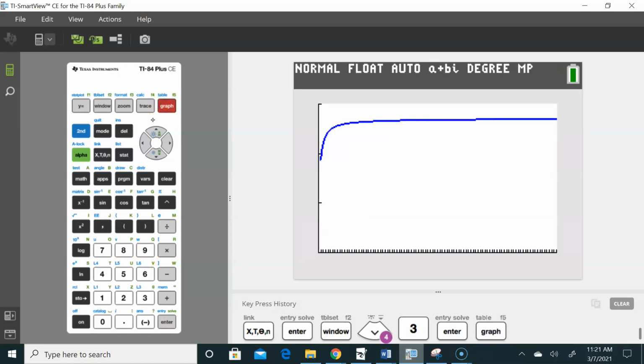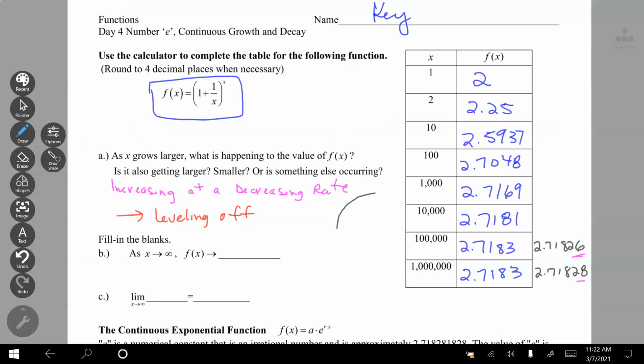And here's what the graph looks like. You could tell it does increase, but at some point it is leveling off to some number less than 3. Let's try to figure out what that number is. As x gets larger and larger, where is this y value going to? It is leveling off to this very special number, 2.71828, and it kind of goes on forever. This is equal to the very special number called e.